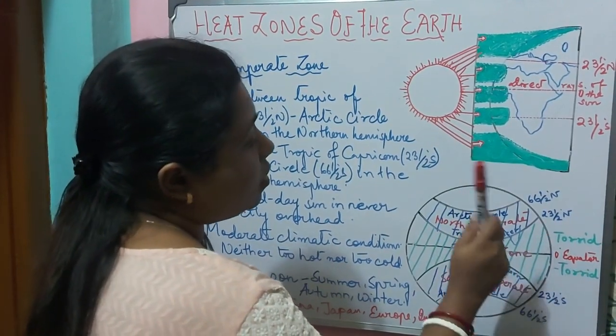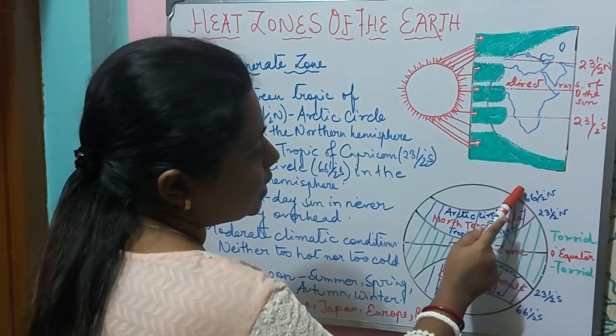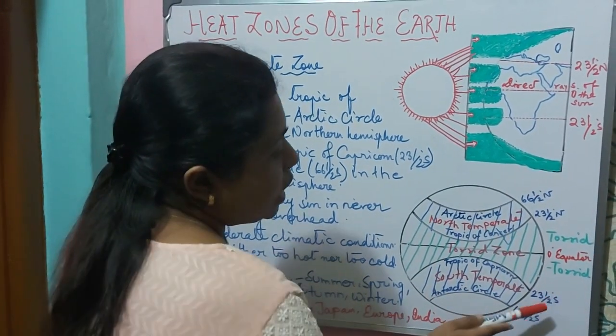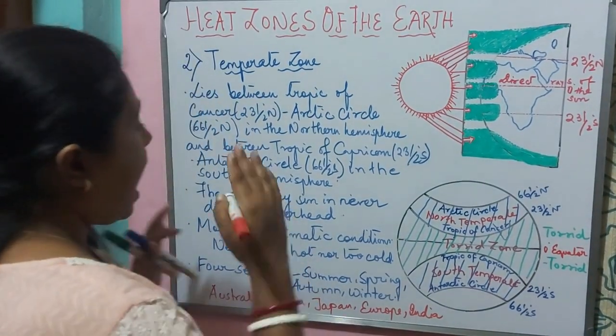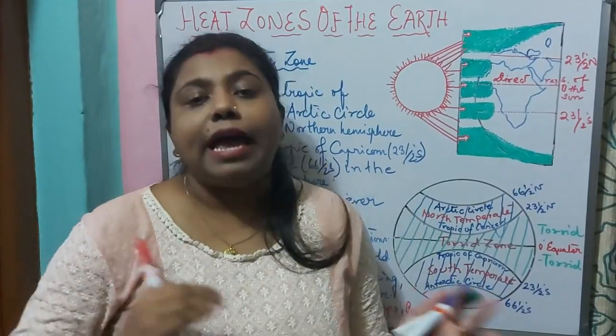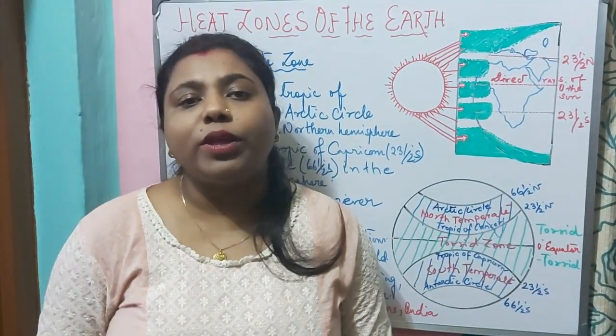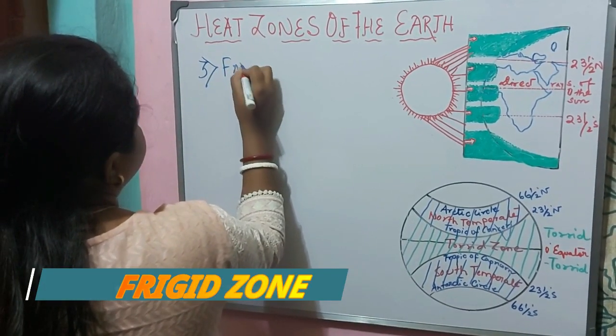So, the temperate zone lies between Tropic of Cancer and Arctic Circle in the northern hemisphere, Tropic of Capricorn and Antarctic Circle in the southern hemisphere. And how is the climatic condition here? It is moderate, neither too hot, neither too cold. Now let us move ahead with the frigid zone. Number 3 is the frigid zone.